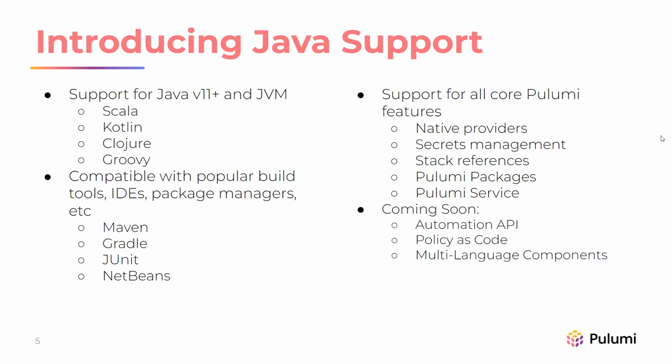That means the ability to use any number of JVM languages, all of the autocomplete and error support you get from your favorite IDEs, testing frameworks, and more. Now for your infrastructure, not just your application code. We'll soon also be introducing Java support for the Pulumi Automation API, policy as code, and multi-language component authoring. This is a huge step for our mission to make infrastructure as code accessible to all flavors of developers, and a huge boon for JVM developers who want to be able to manage their infrastructure programmatically without learning a DSL.